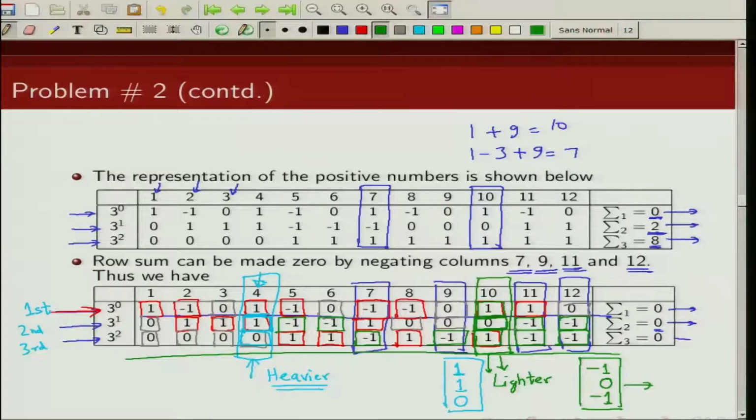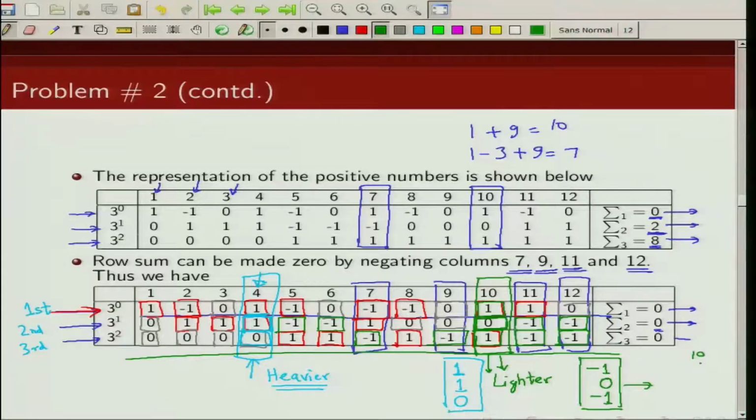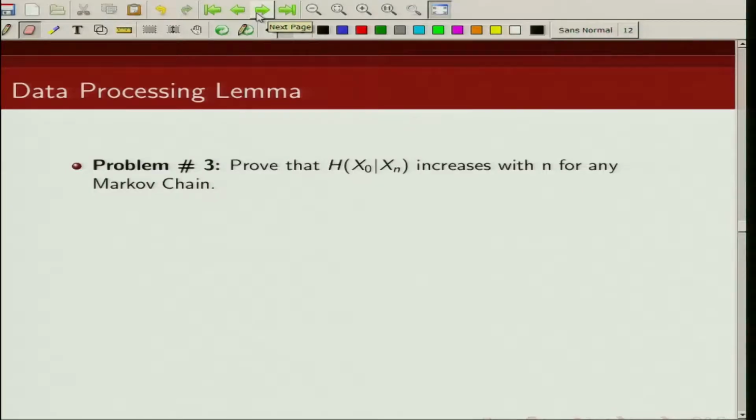So then we are able to identify that coin number 10 is counterfeit, and because the expansion of 10 is 1, 0, 1, and this is -1, 0, -1, we are also able to identify that not only is coin 10 counterfeit, but it is of lighter weight. Okay, the next problem that we are going to solve is as follows.